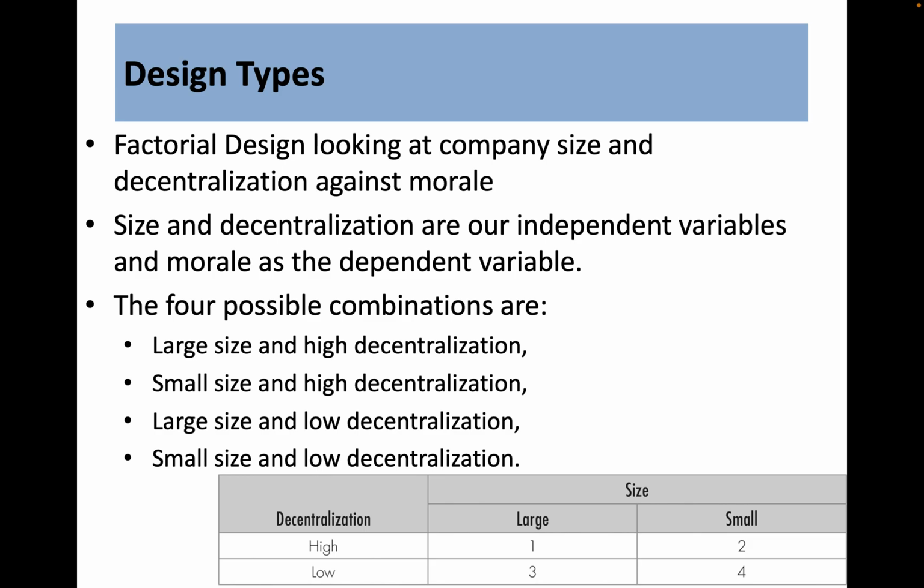Factorial design, looking at company size and decentralization against morale. Size and decentralization are our independent variables, and morale is the dependent variable. The four possible combinations are large size and high decentralization, small size and high decentralization, large size and low decentralization, small size and low decentralization.